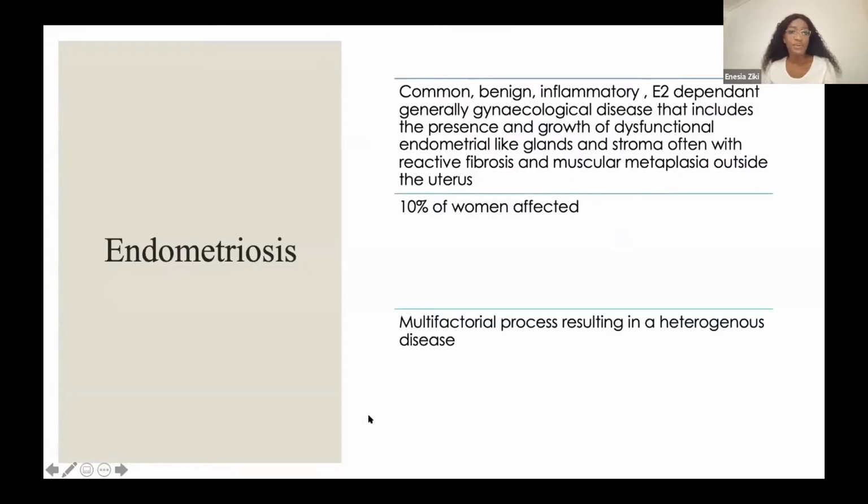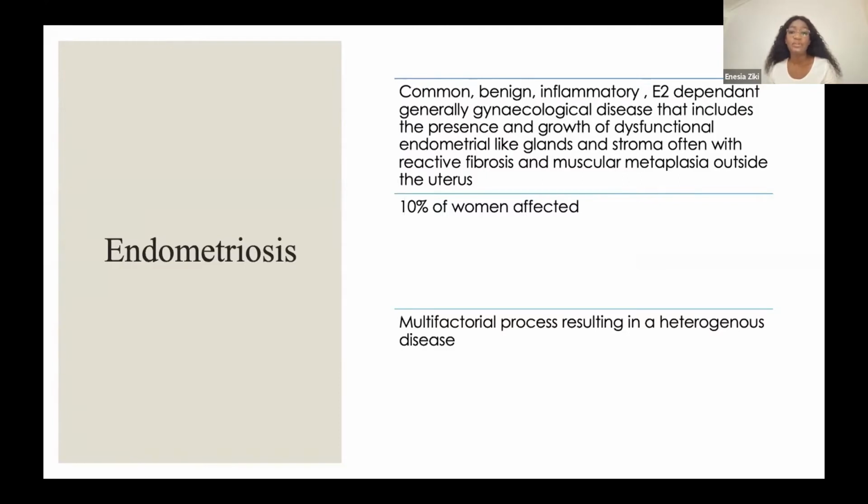So the classic definition of endometriosis is that it's a benign, inflammatory, estrogen-dependent, generally gynecological disease, and it is characterized by the presence of endometrial-like glands and stroma, as well as reactive fibrosis and muscular metaplasia. And these changes happen outside the uterus, so there's ectopic formation of these glands, and it affects about 10 to 15% of women. But we know that the prevalence is higher in women who have chronic pelvic pain and in women who have subfertility, and it can be as high as 50%.